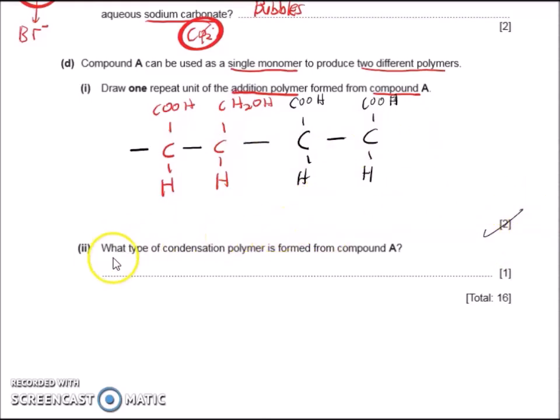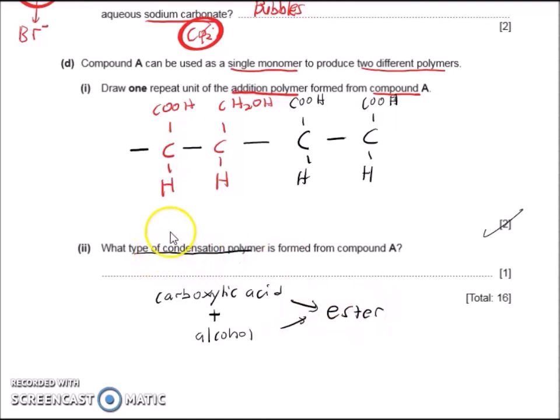Okay, so the next one is, what type of condensation polymer is formed from compound A? Since we have a carboxylic acid here, just to make additional notes, we have a carboxylic acid, and they also have an alcohol, and they will form an ester. So when you have this condensation happening, you will have a polyester. So your perfect answer here is a polyester. Okay guys, so I hope you can understand this question. This is question 6 with a total of 16 marks. So we have done this.